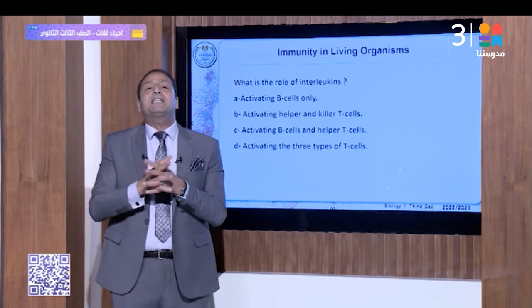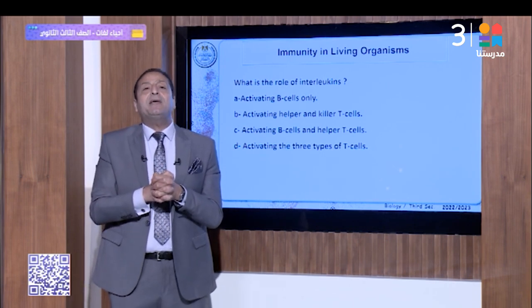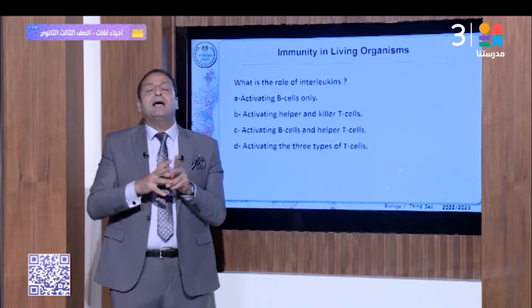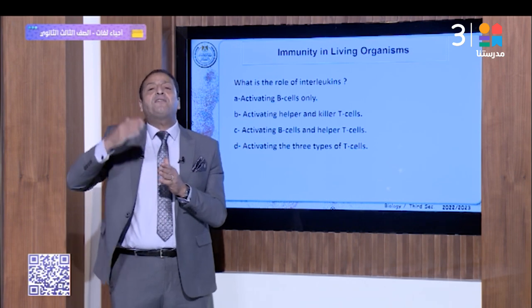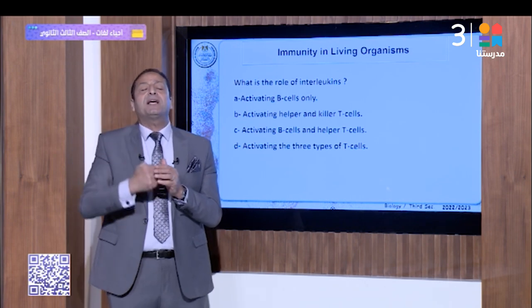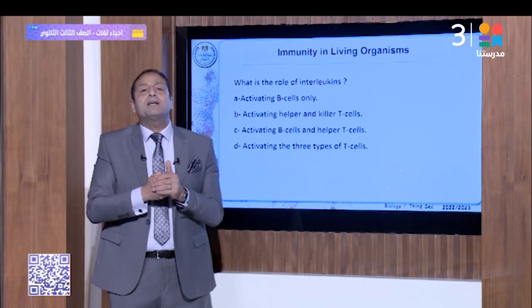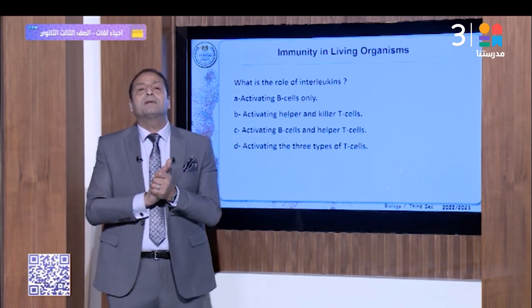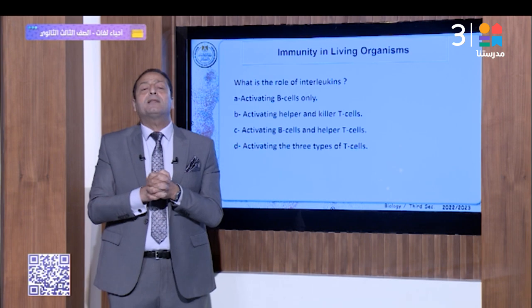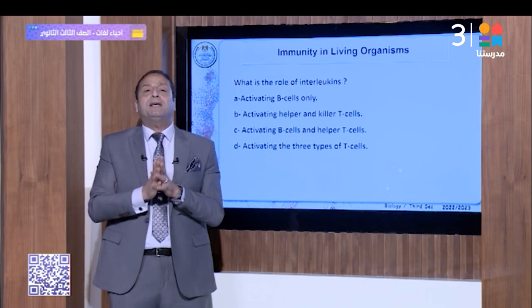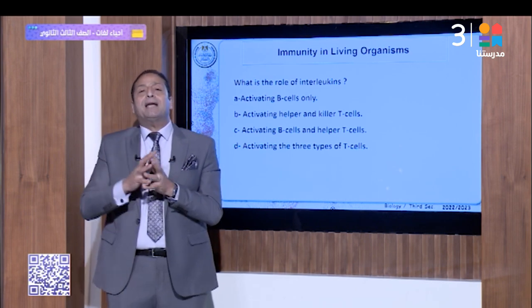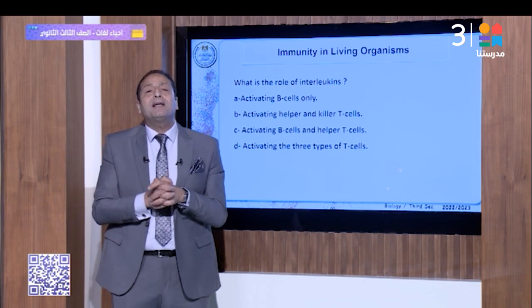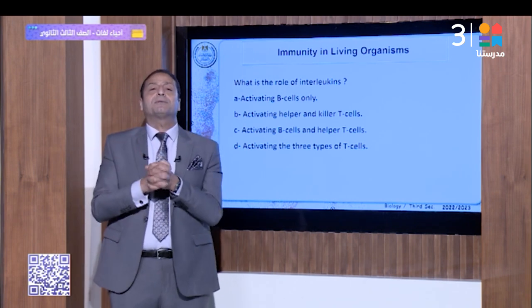This interleukin activates the B lymphocytes. The B lymphocytes divide and differentiate into specific types of cells: plasma B cells, which produce antibodies, and memory B cells, which remain in the blood for approximately 20 to 30 years. Another type of immunity is called cellular immunity.